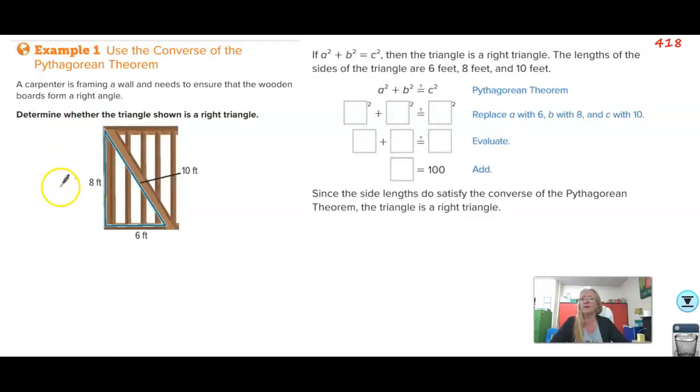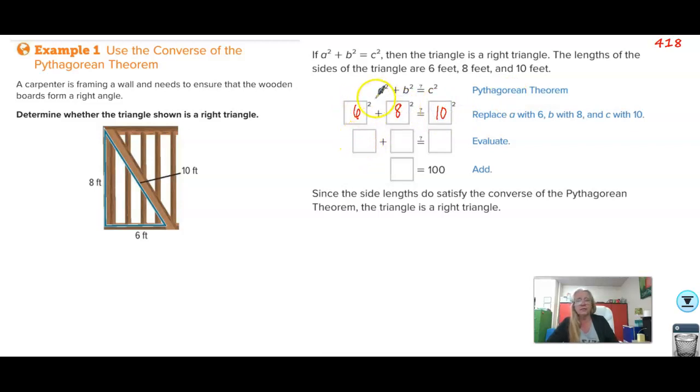All right, here we have a little garden gate. A carpenter is framing a wall and needs to ensure that the wooden boards form a right angle. Determine whether the triangle shown is a right triangle. So we have this side and this side. There's no right angle marker, but 8 and 6 are smaller than 10. So 10 has to be our hypotenuse. That's the longest side, and 8 and 6 are the shorter sides.